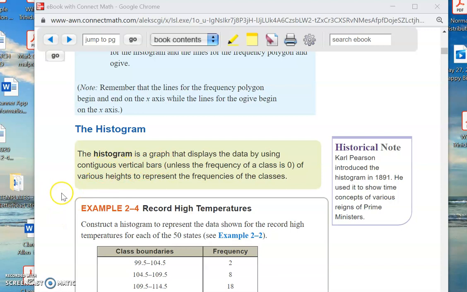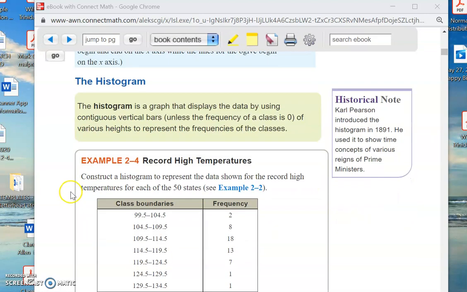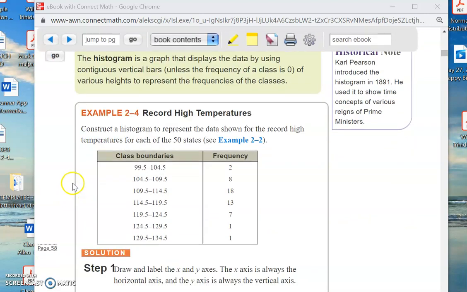Contiguous. Do you know what contiguous means? Contiguous means they're next to each other. So a lot of times you'll say, well, the borders of the United States and Mexico are contiguous. They're right next to each other. There's nothing in between. However, the border between Canada and Mexico is not contiguous. So it just means right next to each other. So they're contiguous vertical bars, okay? And we just graph the information.